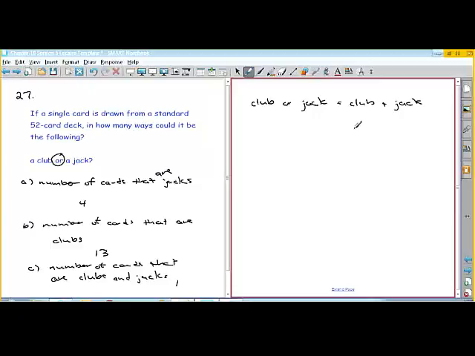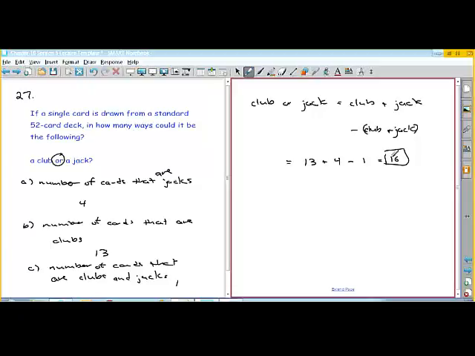It's going to be the number of ways that are club plus the number of ways that are jack minus the number of ways club and jack. So we have 13 out of the 52 cards are clubs. 4 out of the 52 cards are jacks. 1 is the jack of clubs, and so there are 16 ways.